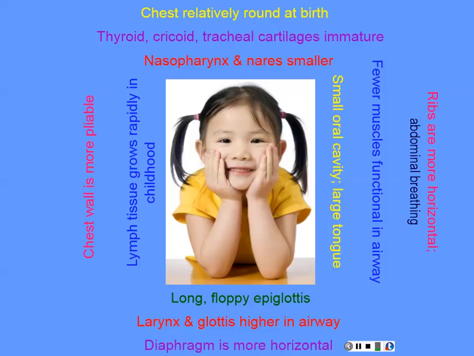The diaphragm is more horizontal. You've got those large amounts of soft tissue along the airway. Yeah, that's it. Okay. So all of those fun things make it, they're already breathing at a higher rate. Why do kids breathe at a higher rate?